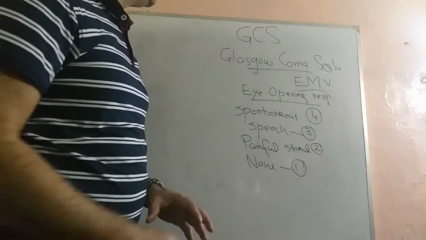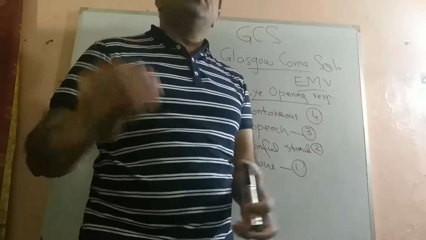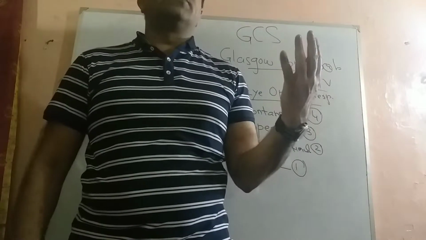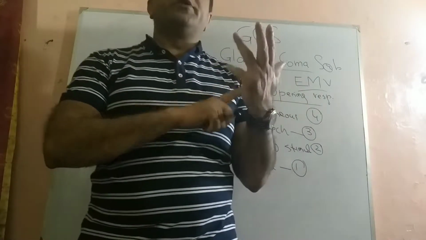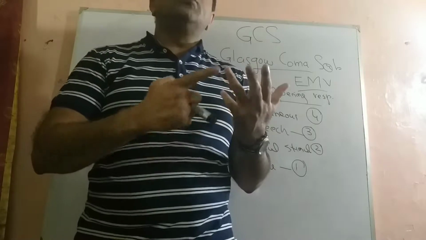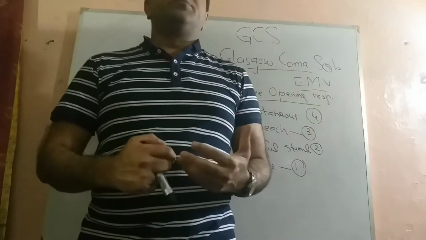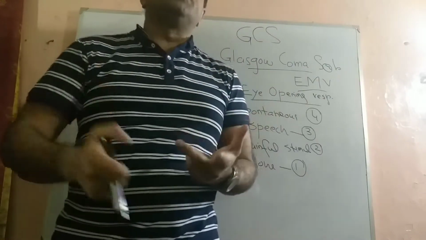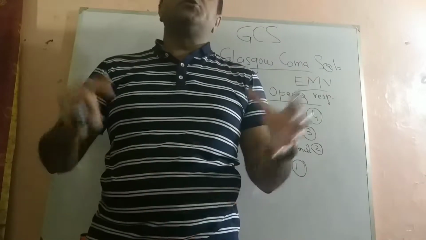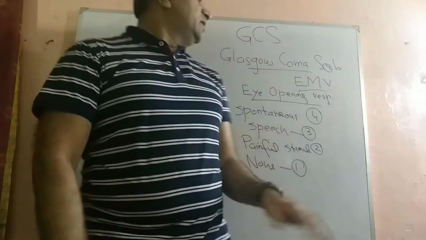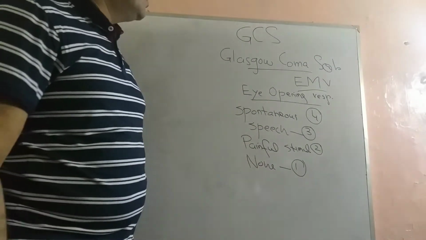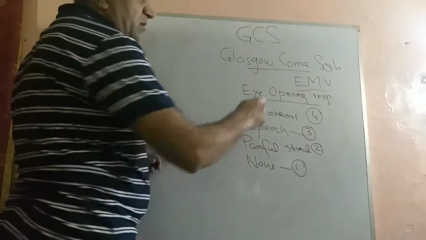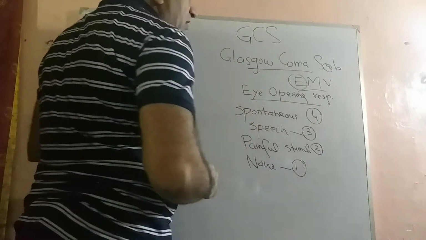Eye opening response has a maximum of 4 and a minimum of 1. If the patient is spontaneously opening the eye, you give 4 marks. If the patient is not spontaneously opening the eye and responds to your commands, like you ask the patient, please open your eyes, then you give 3. If the patient doesn't respond to your speech and you give the painful stimulus and the patient opens the eye, you give 2 marks. And even if the patient is not responding to your painful stimuli, you give only 1 mark. So this is the first component of the EMV, eye opening.